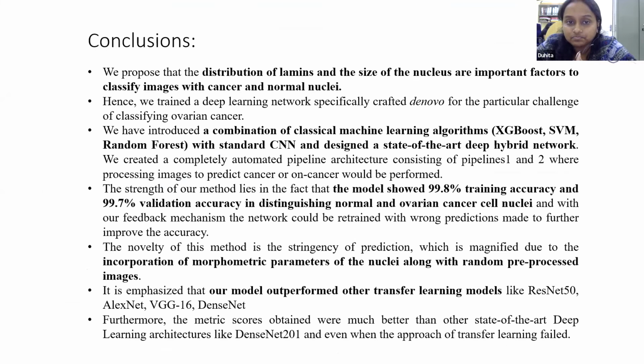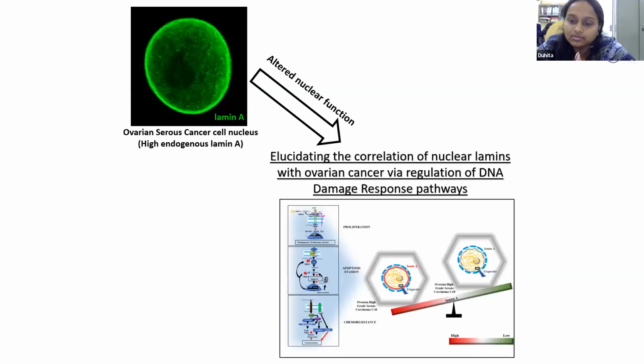Now, these are the conclusions from this project, and we are in the process of filing a patent regarding this. The next project, as I was just mentioning, is that the nuclear functions are also altered based on the upregulation of lamin A in ovarian serous cancer. And the nuclear function which will be talked about here is the DNA damage repair response.